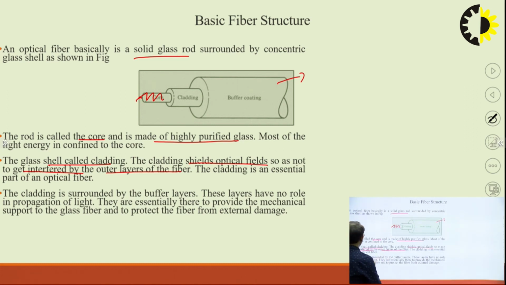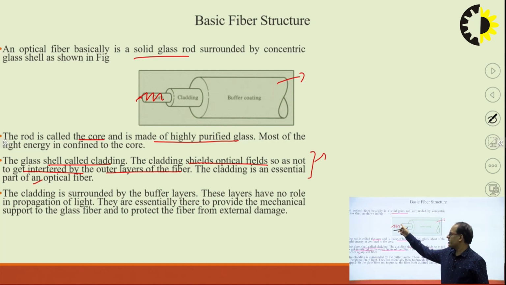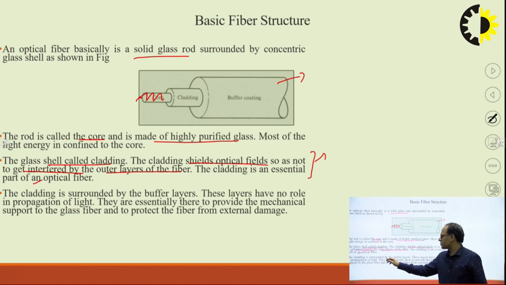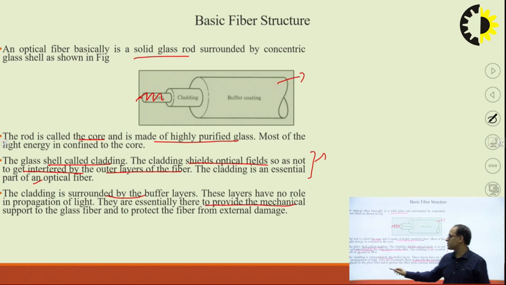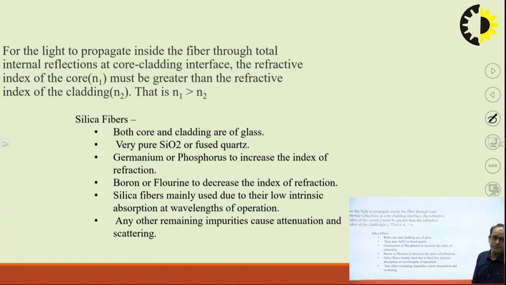This cladding is an essential part of an optical fiber, because it has a main role in transmission of the optical fiber cable. It protects the core, and its refractive index plays a role in transmission by total internal reflection. The cladding is also surrounded by the buffer layer. The buffer layer has no role in propagation of light, but it provides mechanical support to the glass fiber and also protects the glass fiber from external damage.